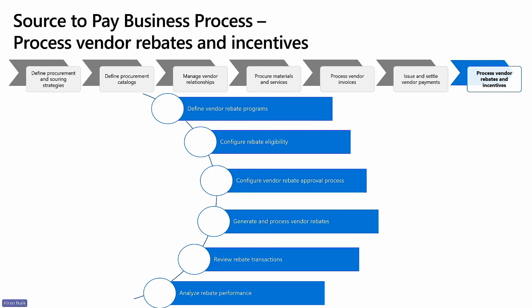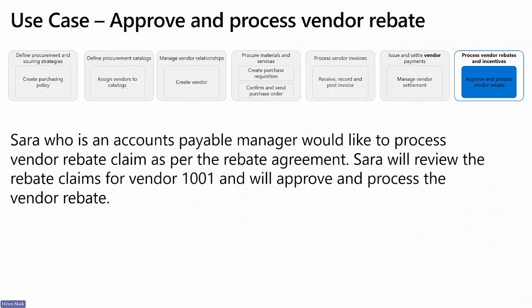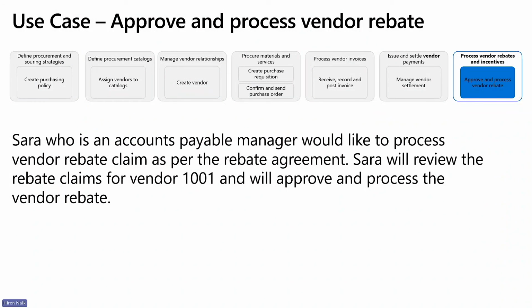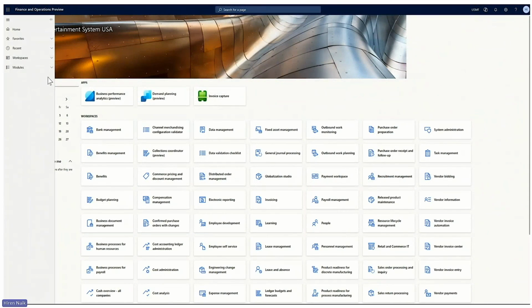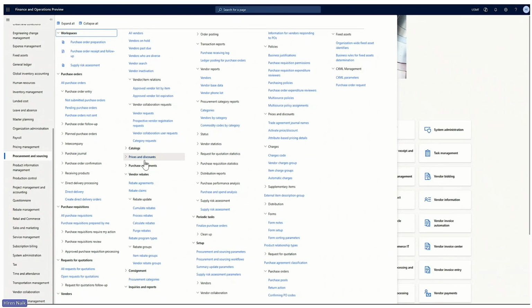Let us review a use case for processing a vendor rebate. Sarah, who is an accounts payable manager, would like to process the vendor rebate as per the rebate agreement. Sarah will review the rebate claims for vendor 1001 and will approve and process the vendor rebate. For this demo, I'm logging into Dynamics 365 and I'll go into procurement and sourcing and vendor rebate agreement.